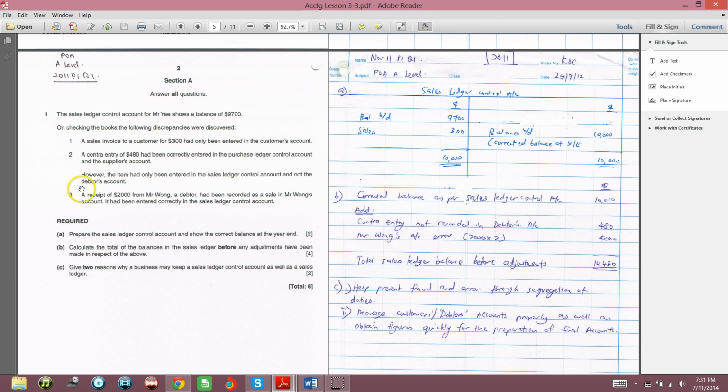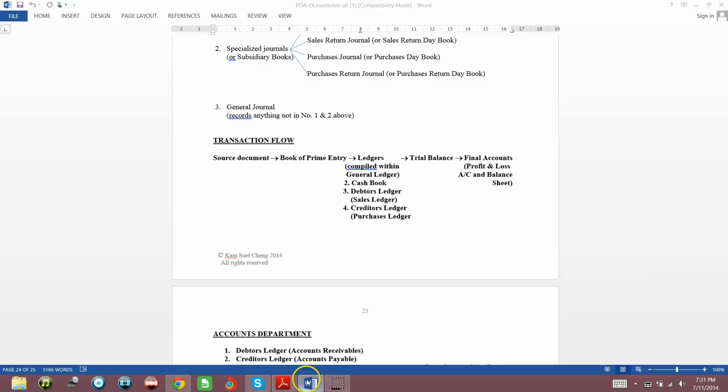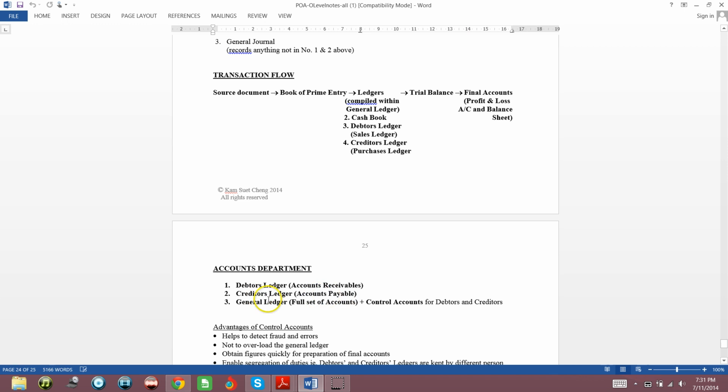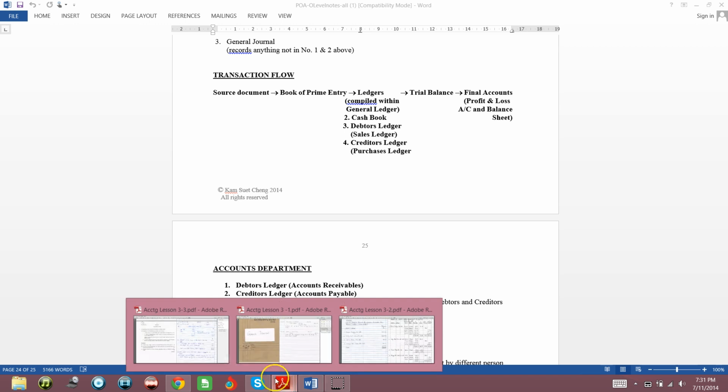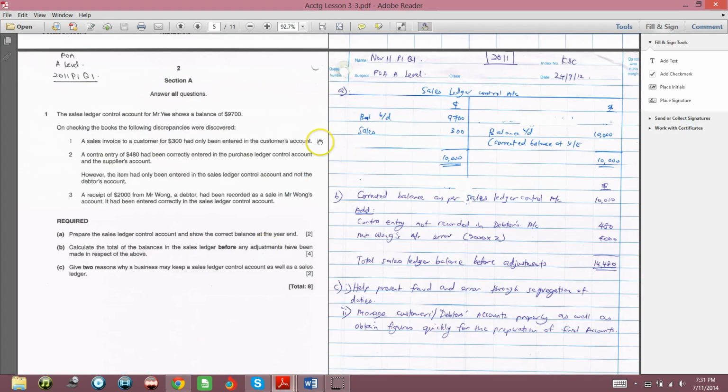So out of all these mistakes, which mistake concerns the person doing the control account? That means the person handling the general ledger. According to here, person number 3 is handling the general ledger with the control account. Person number 1 will be doing the individual debtors ledger, and person number 3 will be doing the control account.